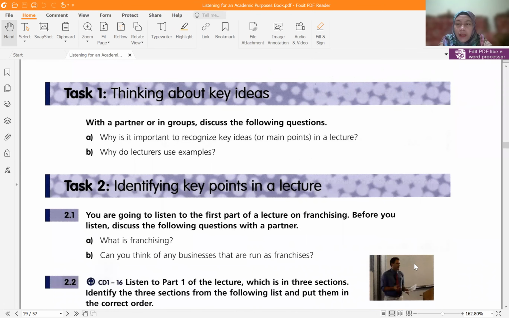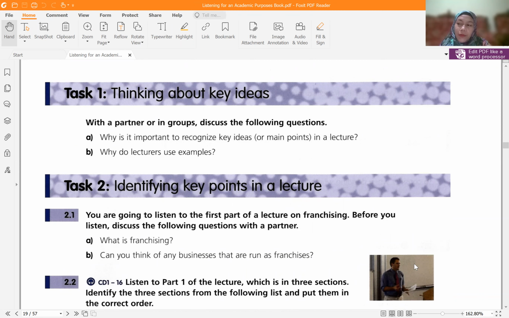It is about thinking about the key ideas. Here we need to discuss some of the following questions. You can discuss them with your friends, or you can just think about them by yourself. Like, why is it important to recognize key ideas or main points in a lecture? Why do you think it is important to recognize key ideas?